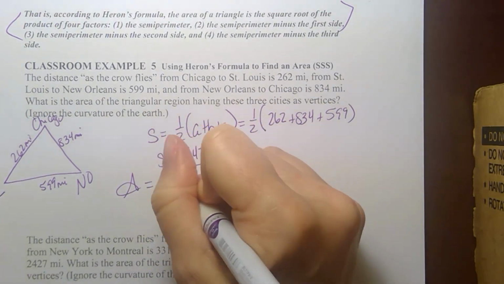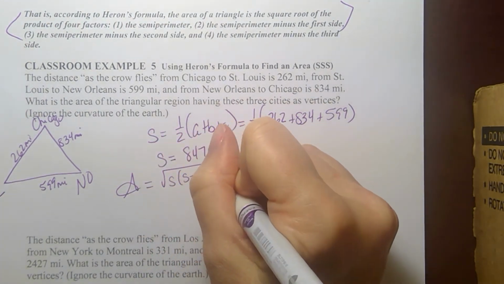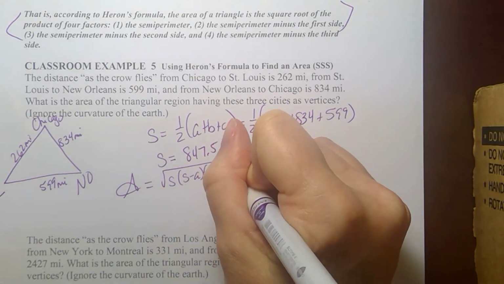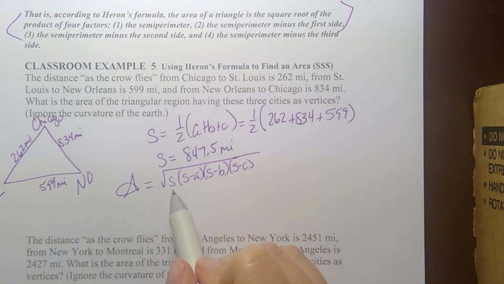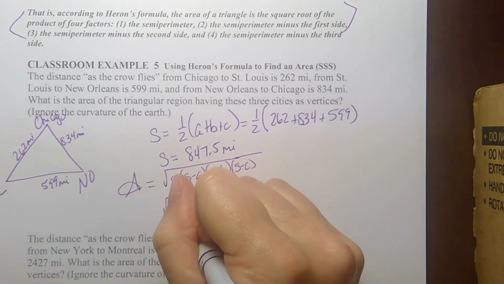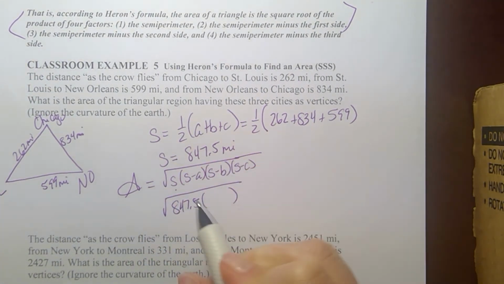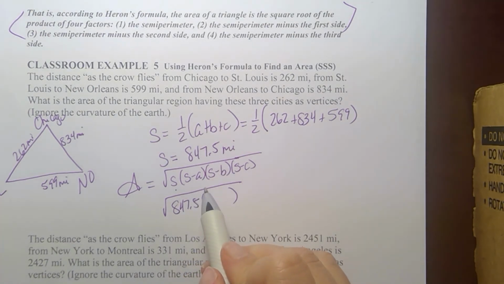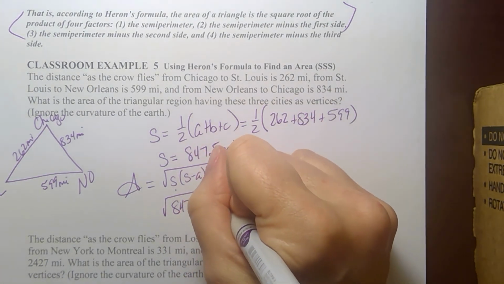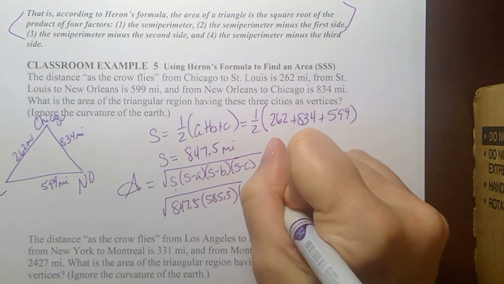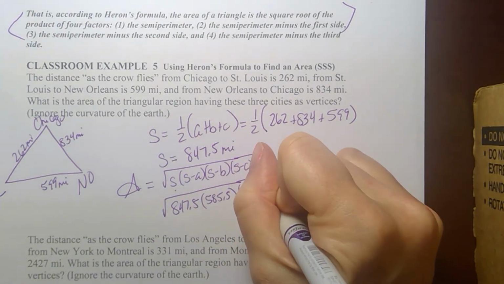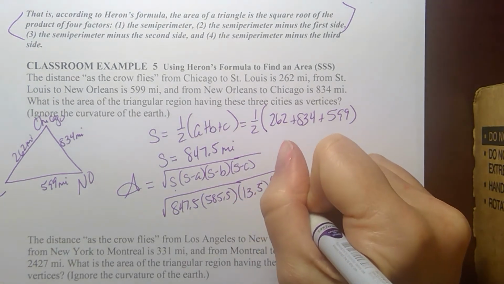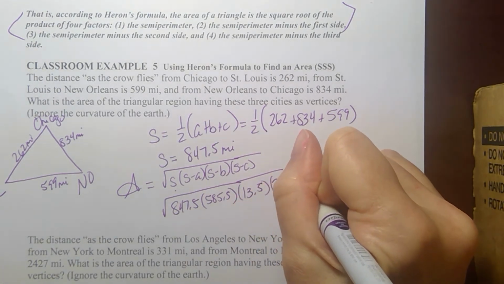Then I'm going to use that in my Heron's formula for area. Heron's formula says I take the semiperimeter, and then for my other factors, I'm subtracting each of my side lengths from the semiperimeter. So I have S, 847.5, and then S minus side length A would be 585.5 for the way I set up the problem. S minus side length B is 13.5, and S minus side length C is 248.5.